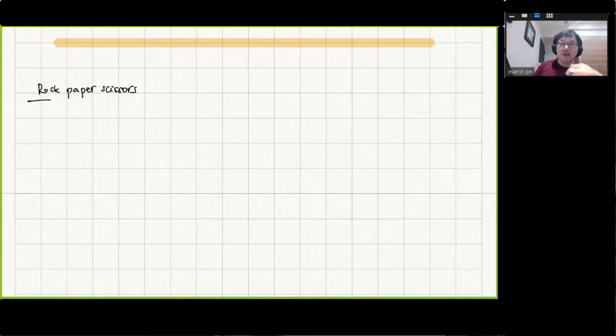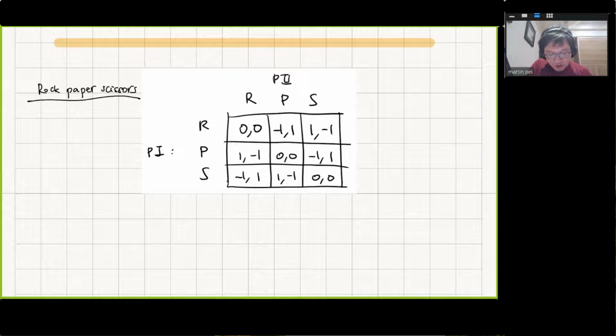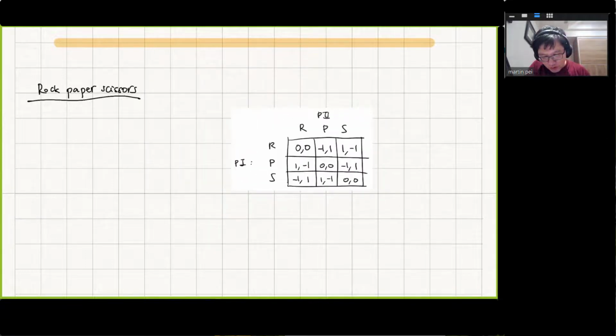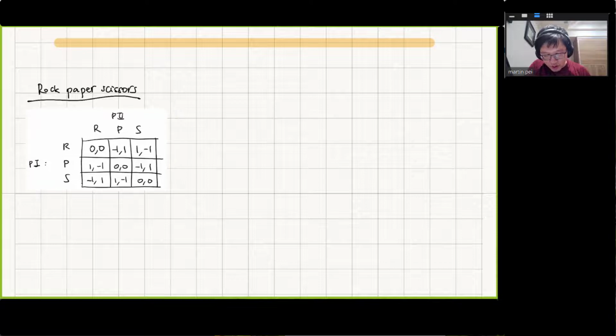Right, so rock, paper, scissors is a very simple game. If you just show rock, paper, or scissors: if you win, you get utility 1. If you tie, you get utility 0. And if you lose, you get utility -1. So let's give you the payoff table here. Okay, so that's how you would play rock, paper, scissors, right?